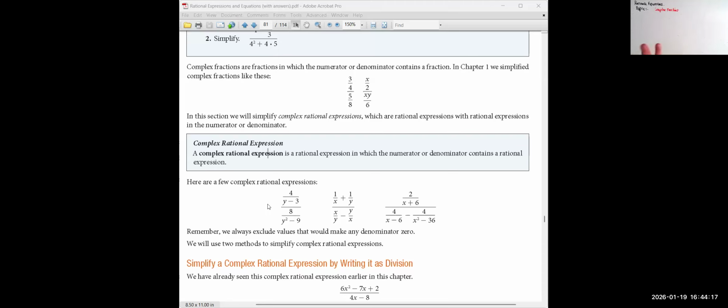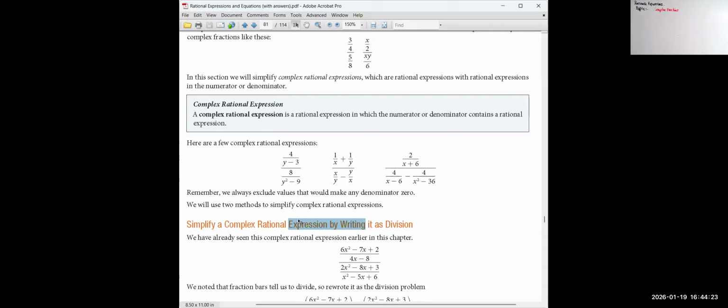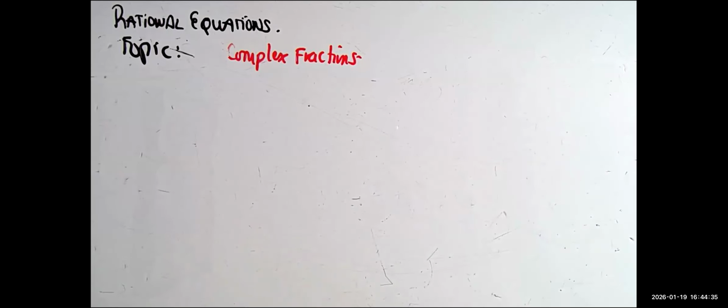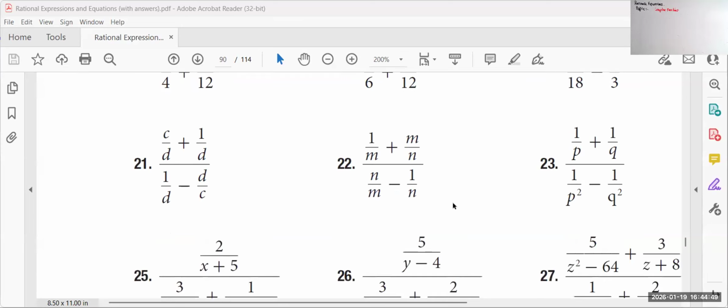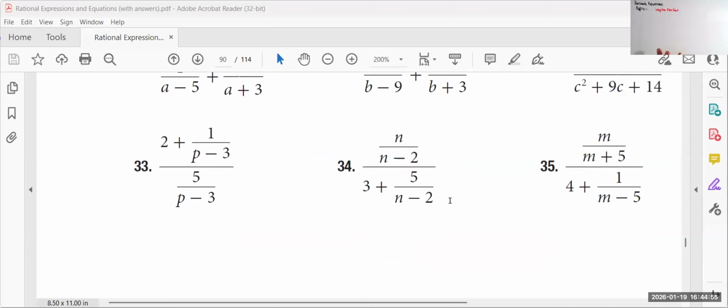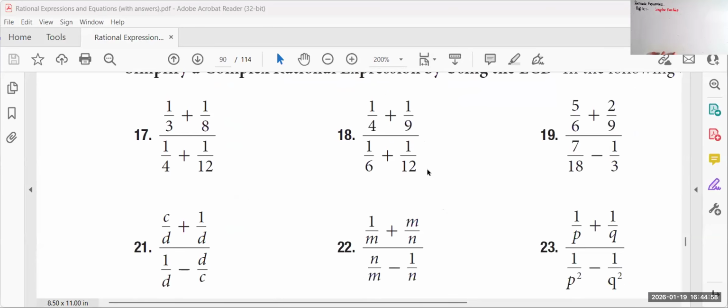There are two methods of simplifying. We're not solving, we're simplifying. Either write it as a division, or the one I prefer is to find the least common denominator and solve accordingly. For example, if we were to simplify the following expressions, let me do a quick sharing here, and then I'll have a couple of examples here. Pick and choose some of them. So how do we simplify those rational expressions? Let's attack a couple of them.